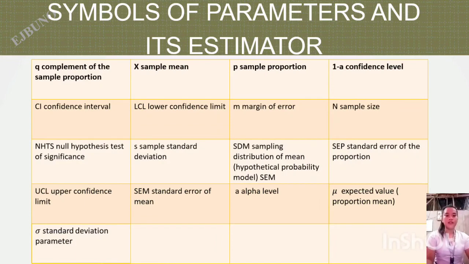Q is the complement of the sample proportion, X bar is the sample mean, P hat is the sample proportion, 1 minus alpha is the confidence level, CI is the confidence interval, LCL is the lower confidence limit, M is the margin of error, N is the sample size, NHTS is the null hypothesis test of significance, S is the sample standard deviation, SDM is the sampling distribution of the mean, a hypothetical probability model, SEP is the standard error of the proportion, UCL is the upper confidence limit, SEM is the standard error of the mean, alpha is the alpha level, mu is the expected value, and sigma is the standard deviation of the parameter.